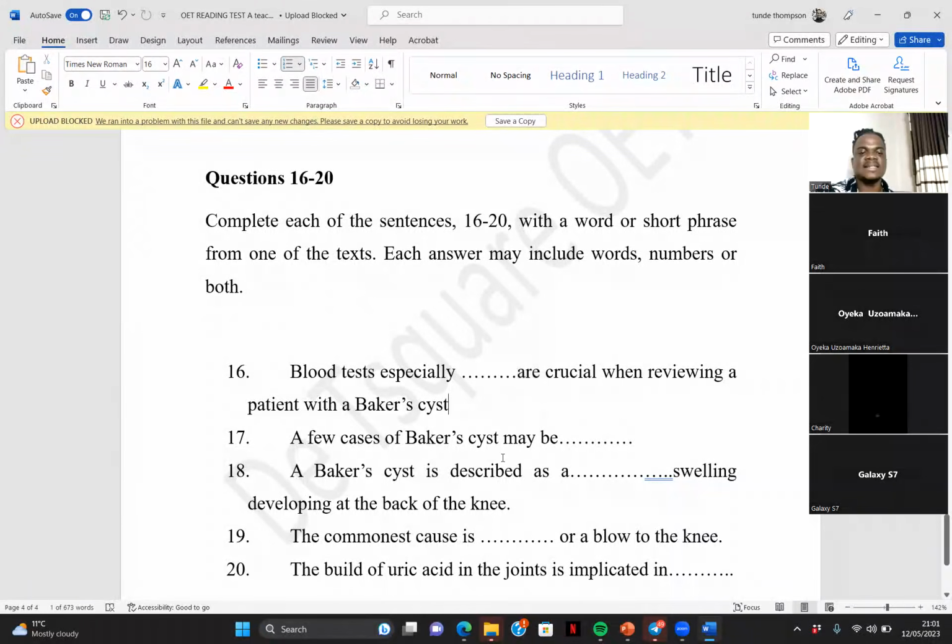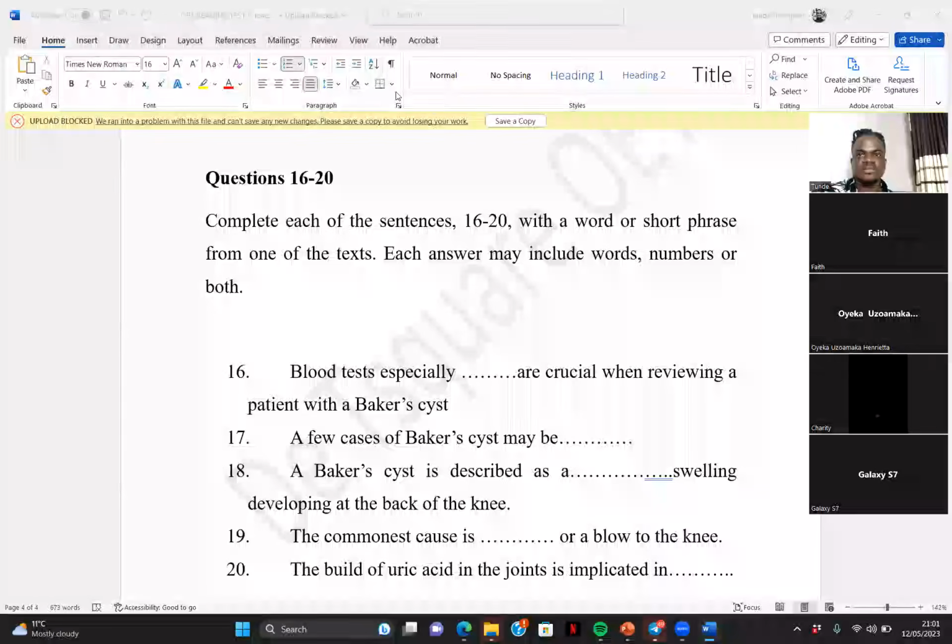Now let's go to question number 17. A few cases of Baker's cyst may be dash. Where do you think this question might be coming from? It's difficult to say, isn't it? Now you look at this question, it's looking very difficult. Number one, you don't even know which text you can use. How will you describe where this particular answer will be coming from? It's difficult. You can skip it, move to another one immediately.